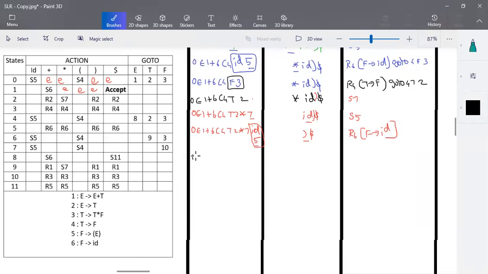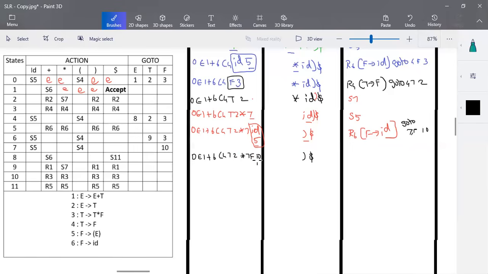So you'll have 0, E, 1, plus, 6, open bracket, 4, T, 2, star, 7, F, and you'll have close bracket and dollar as the input. Each and every reduce operation will be followed by a goto operation, goto of the last two elements. What is there in the last two elements here? It is 7 comma F. 7 comma F consists of state 10. So the state 10 will be pushed into the stack.